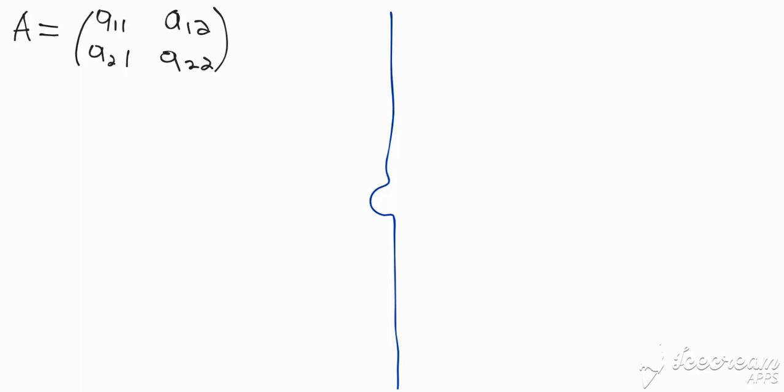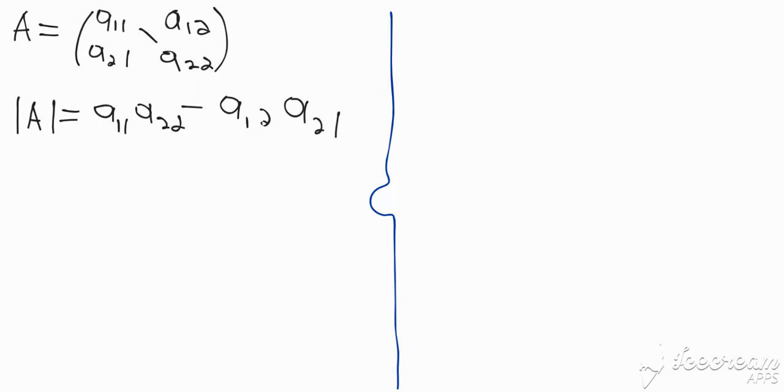And of course we have a shortcut for finding the determinant. Most persons use the product of the leading diagonal minus the product of the non-leading diagonal. So the determinant of A here would be A11 times A22 minus A12 times A21. That's the determinant of A.